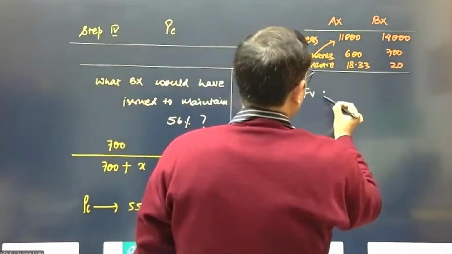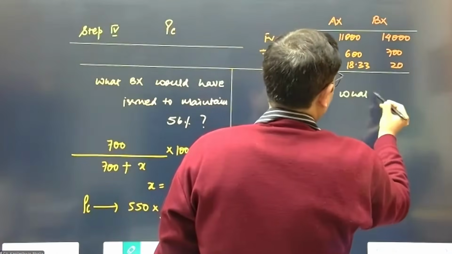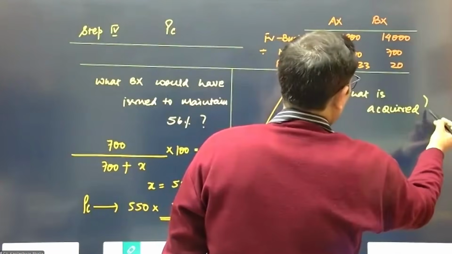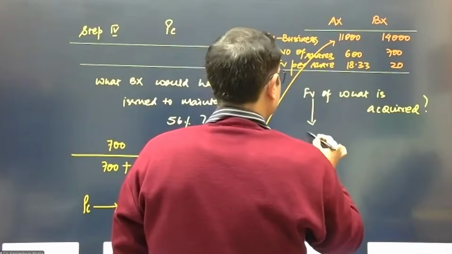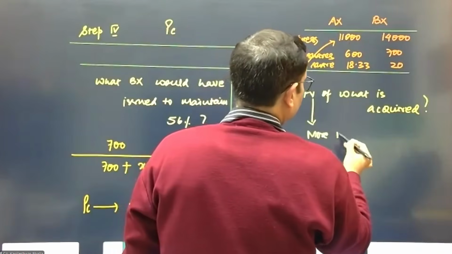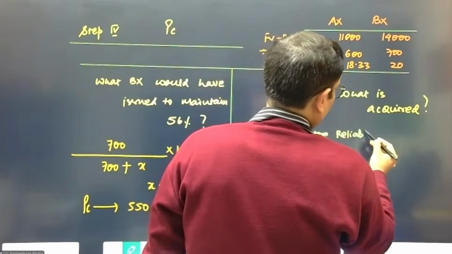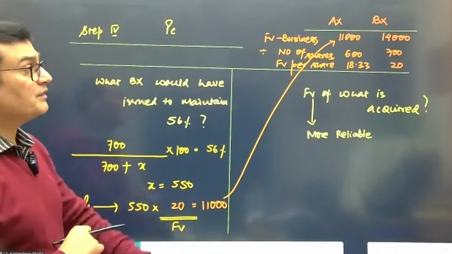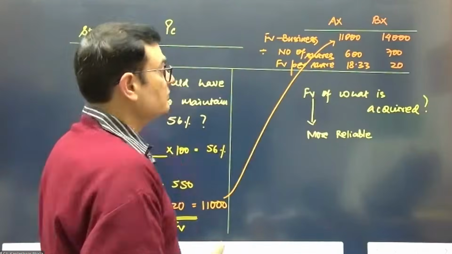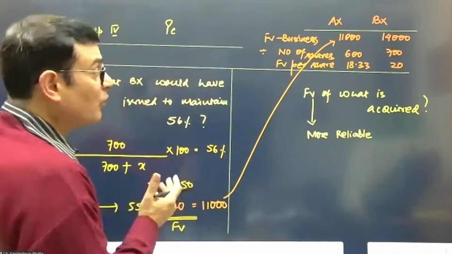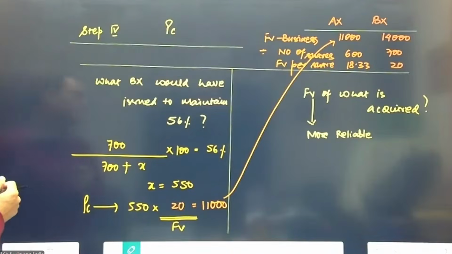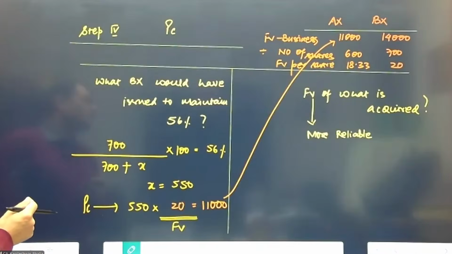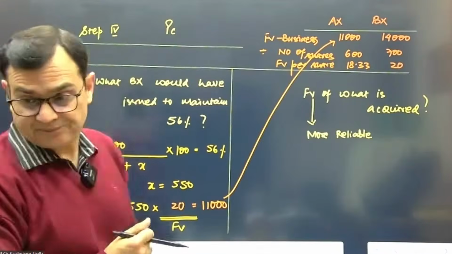Now, the other calculation which we need to show to the examiner is the fair value of what is acquired. We'll tell the examiner that this is more reliable in nature. Instead of calculating the fair value of what is given, we need to calculate the fair value of what is acquired. So in terms of fair value, can you tell me what did you acquire? BX, by giving the shares to AX, gets what in return?